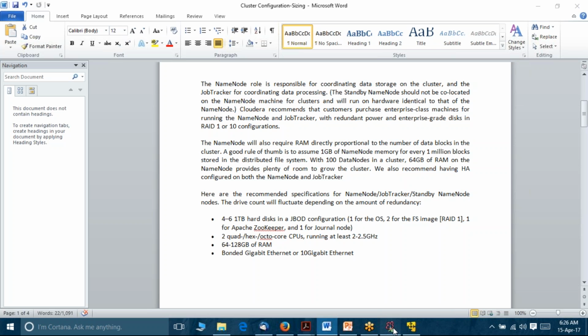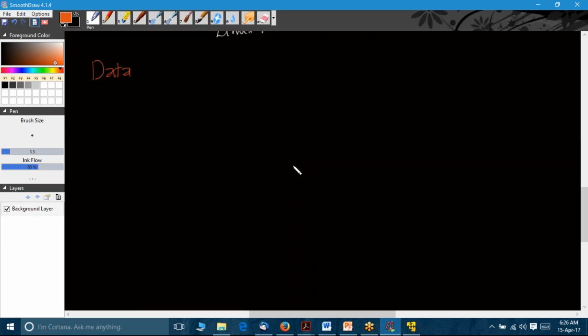Because your name node is considered to be the single point of failure, which I have already mentioned some time back. You remember, name node is considered to be SPOF, single point of failure. If name node is down, the entire cluster becomes inaccessible. Single point of failure is what we say. For any reason, if the name node is down, the entire cluster becomes inaccessible.